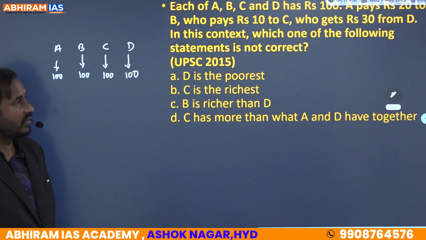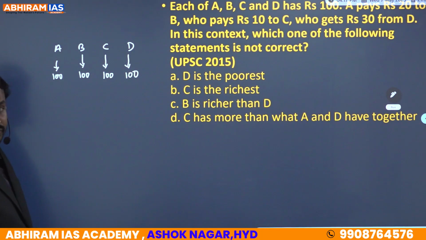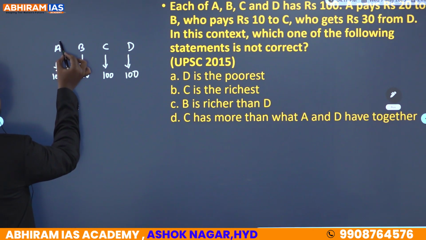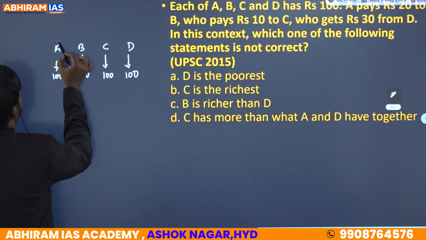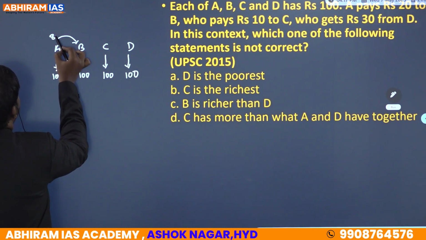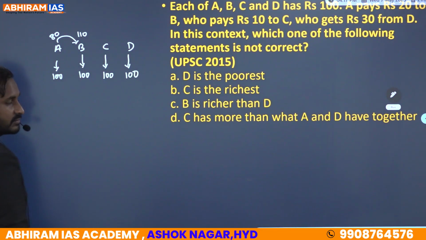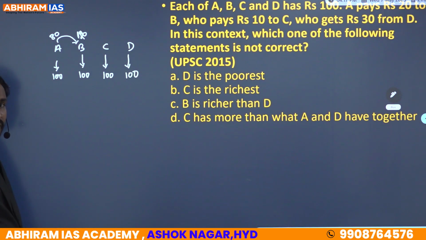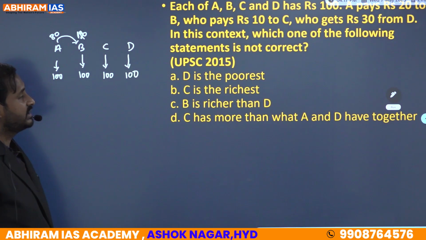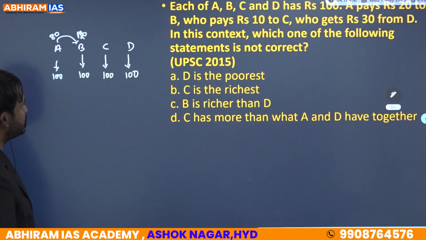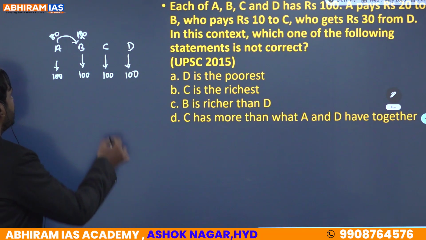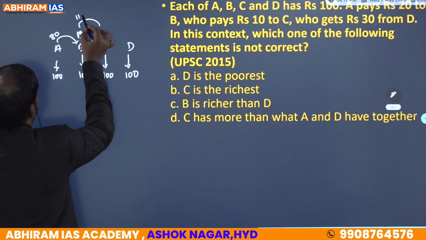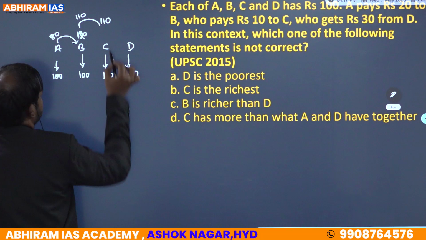A pays rupees 20 to B, who pays 10 to C. That means A pays 20 to whom? B. A is paying 20 to B, so now A will have 80 and B will have how much? Sorry, 120. B will have 120 rupees with him. Who pays 10 to C? B is paying 10 rupees. After paying 10 rupees, he will have 110 and C will also have 110.